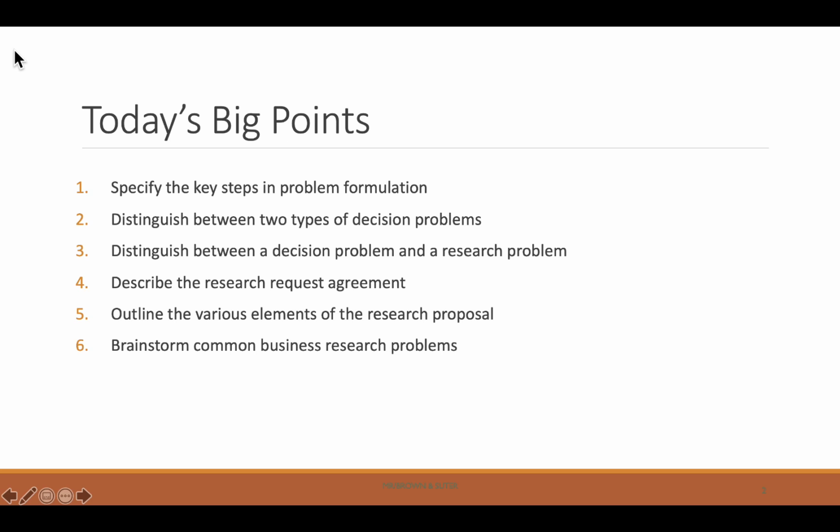What's the difference between a decision problem and a research problem? We're also going to spend a little bit of time making sure that you understand that it's really important that you set expectations and you deliver on what's expected from you. And we do this by creating a research agreement. We're also going to discuss the elements of a research proposal and then do a couple of activities.